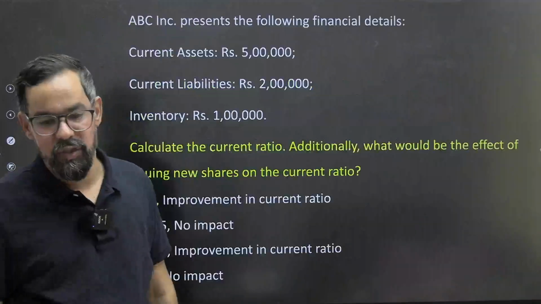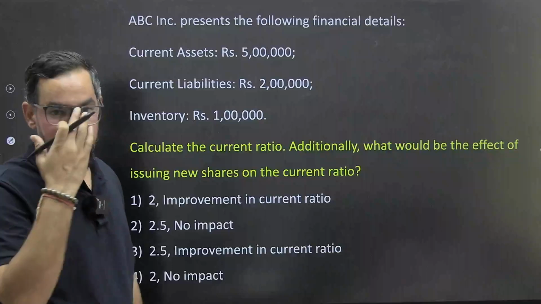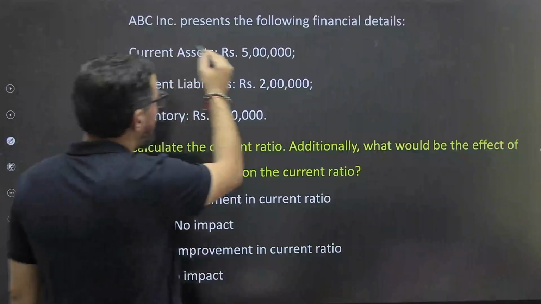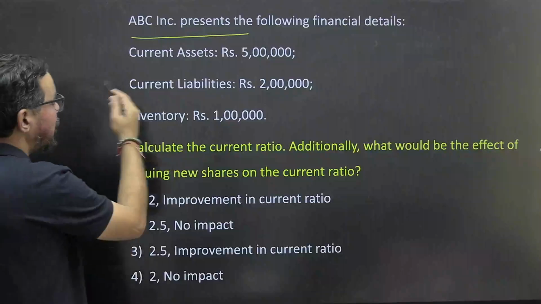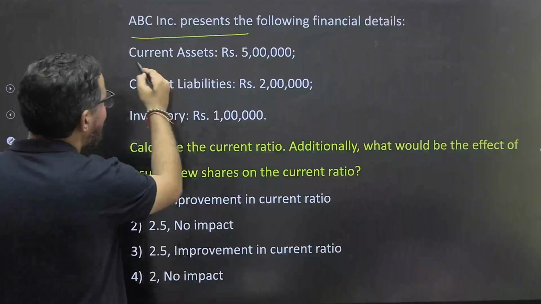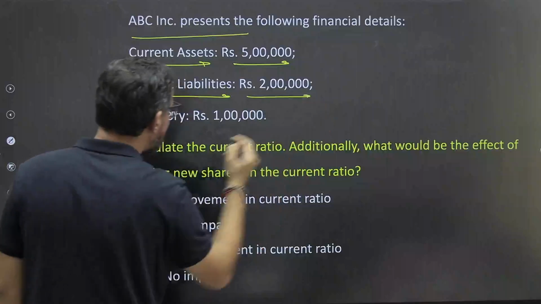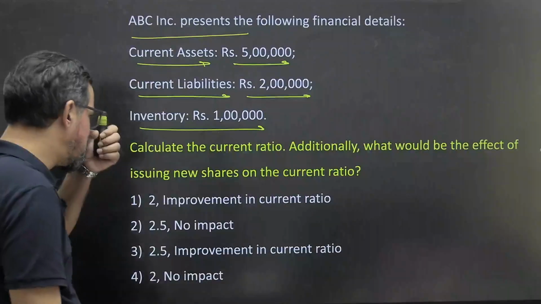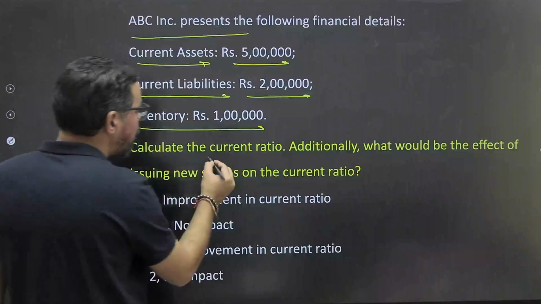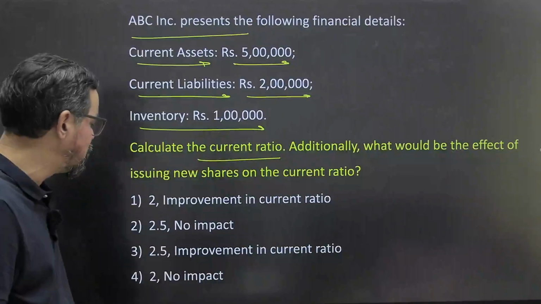So this is the first one. Another question again: sometimes an interpretation based question will be there. So ABC company, this is the balance sheet, so there are some figures from the balance sheet. Current assets 5 lakhs, current liabilities 2 lakhs, and inventory 1 lakh. Based on this, what do you have to calculate? Current ratio. So you have to calculate the current ratio.